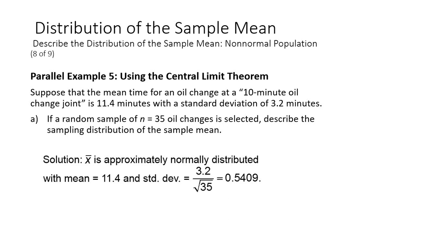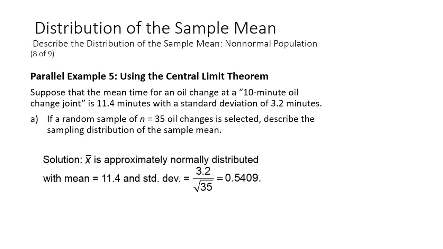Suppose that the mean time for an oil change at a 10-minute oil change joint is 11.4 minutes with a standard deviation of 3.2 minutes. If a random sample of n equals 35 oil changes is selected, describe the sampling distribution of the sample mean. In other words, compute the mean and the standard deviation. So in this case, notice how the sample size is greater than 30.